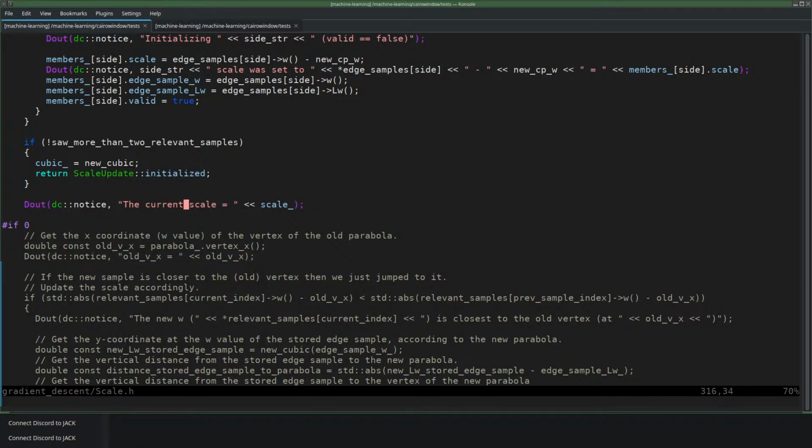Inside scale. Yeah, I want to print this.